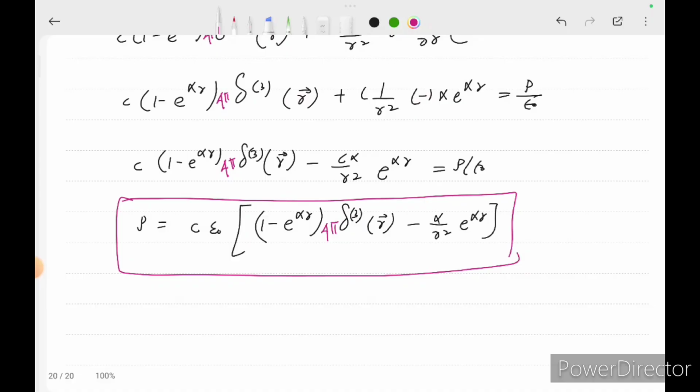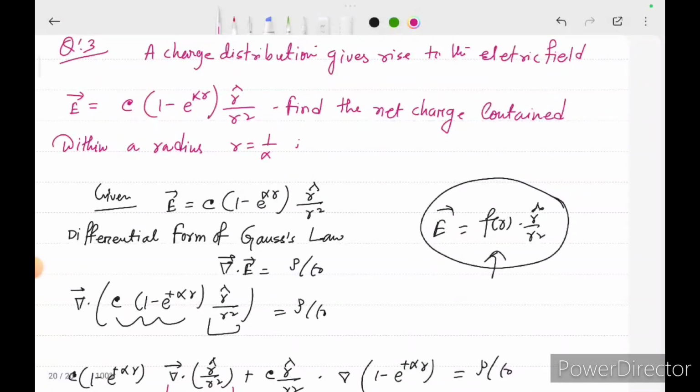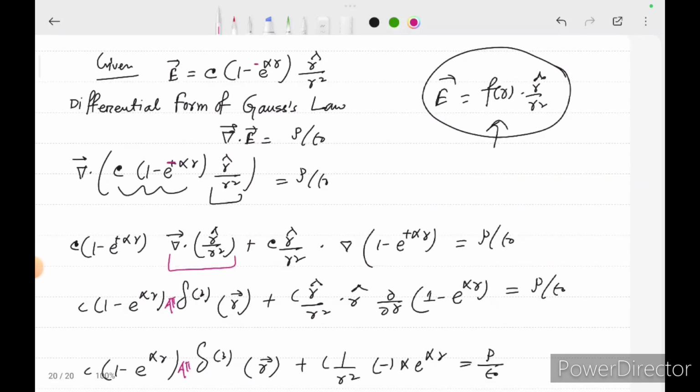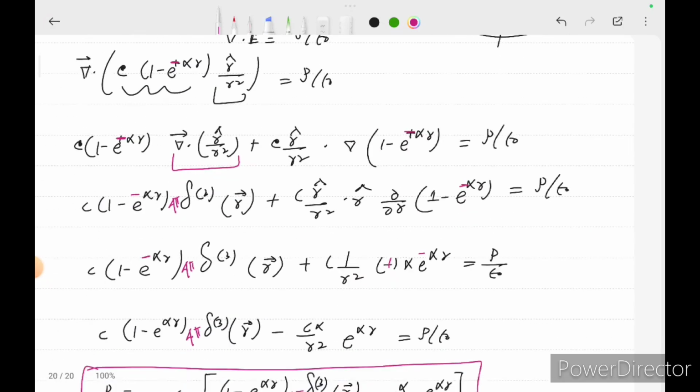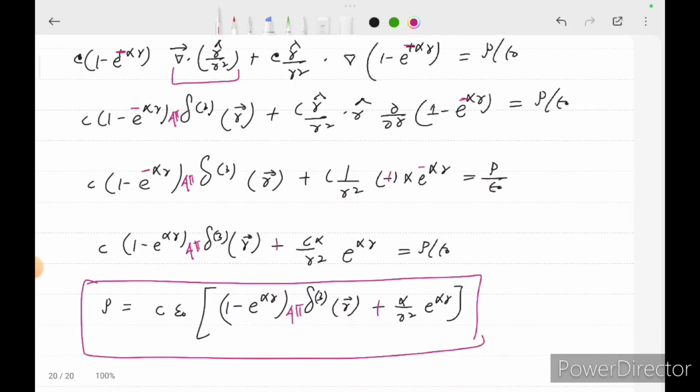Is there any minus? Let's look at the question paper. Yes, sorry, in the question there is a minus. Please take a note, this is a minus, so all are minus. Please correct yourself. So this minus is plus, this is plus, this is minus, and this is minus.